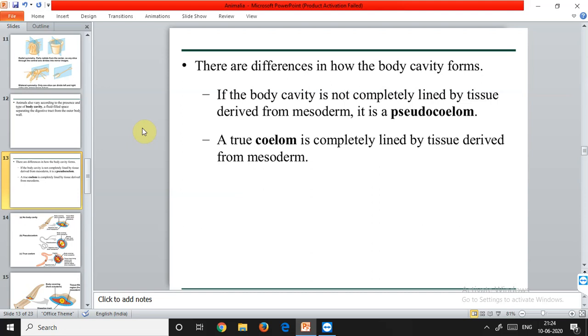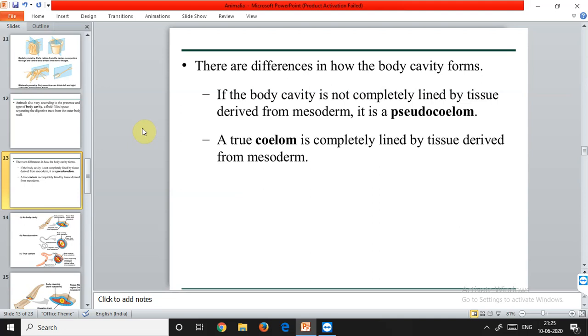It is lined on all sides by tissue formed from the mesoderm. Lined means that it is surrounded on all sides by the mesoderm. Mesoderm is a layer present in between, and when the coelom is lined or covered by the mesodermal layer, it is called the true coelom. If the coelom is not made up of the mesoderm, then it is said to be a pseudocoelom or acoelom.